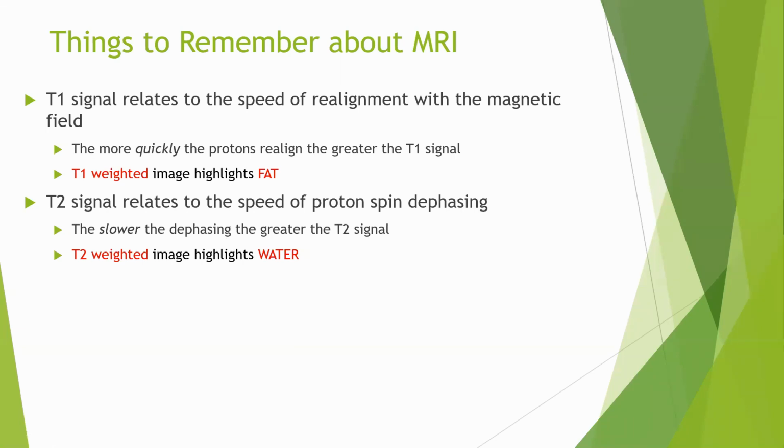Got it? Now coming back to the red colored highlighted ones. T1 weighted images highlight fat. T2 weighted images highlight fluid. What do you mean by that?